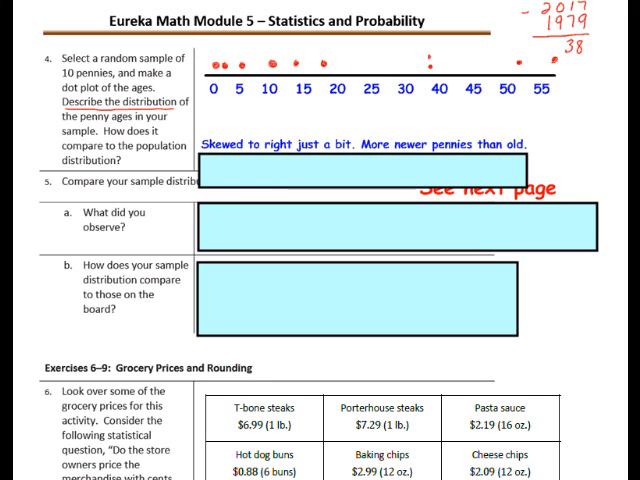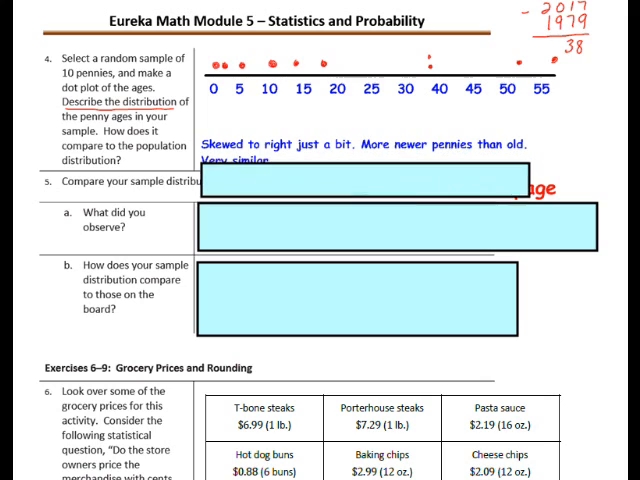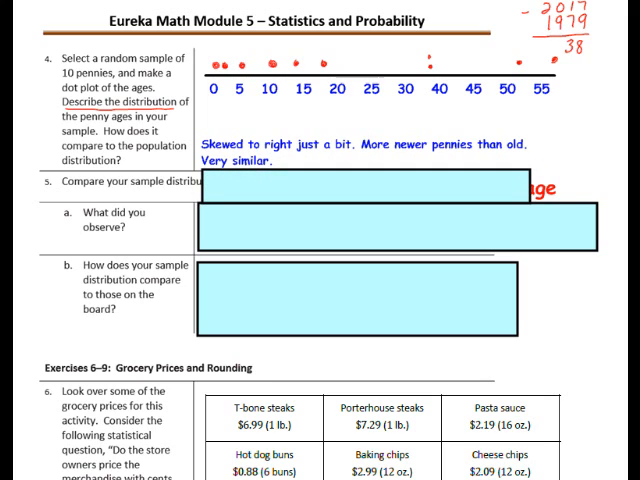Notice that it is skewed to the right again. More newer pennies than old. And notice that it is similar to the data that was on the 150 penny line plot, where I have more data at the younger pennies versus the older pennies.